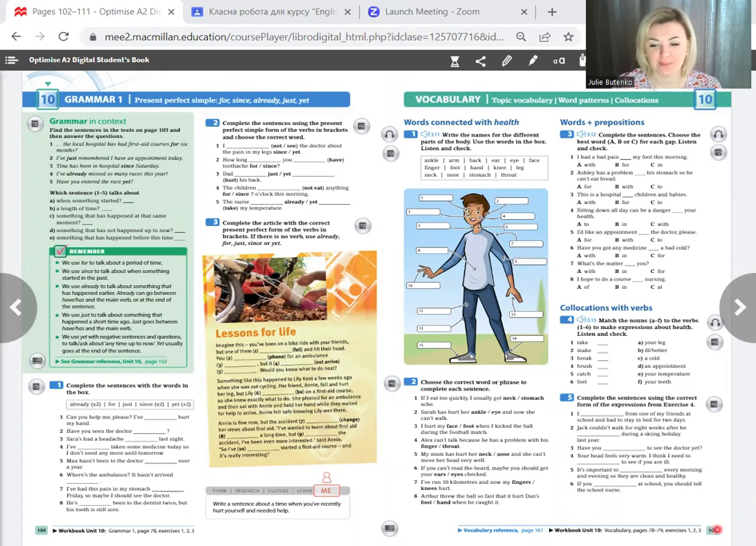Please open your books on page 105. We are going to work with vocabulary, topic vocabulary, word patterns, and collocations. Let's start with words connected with health.